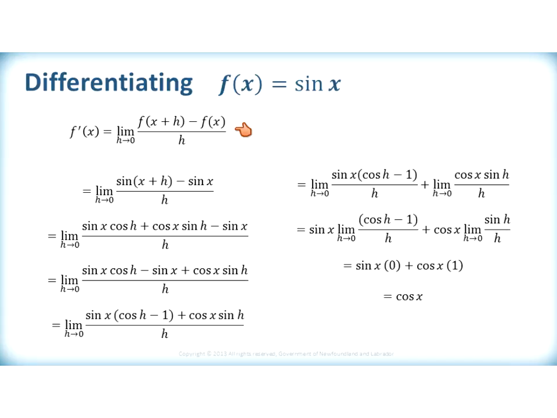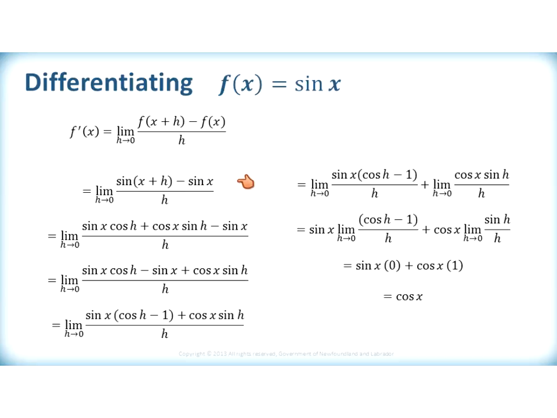f prime of x is the limit as h approaches 0 of f of x plus h minus f of x, all over h. So let's see what happens. We're going to change our f of x to be sine x in this case. So if f of x is equal to sine x, we get this monster over here, sine of x plus h. And that's really the key for us to get through this.